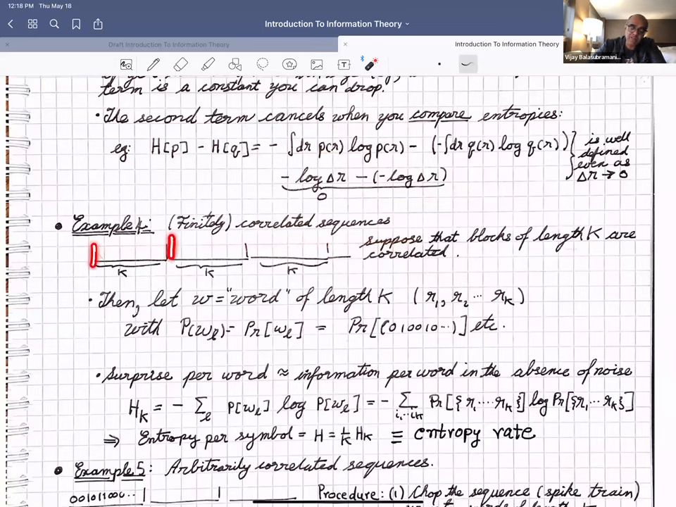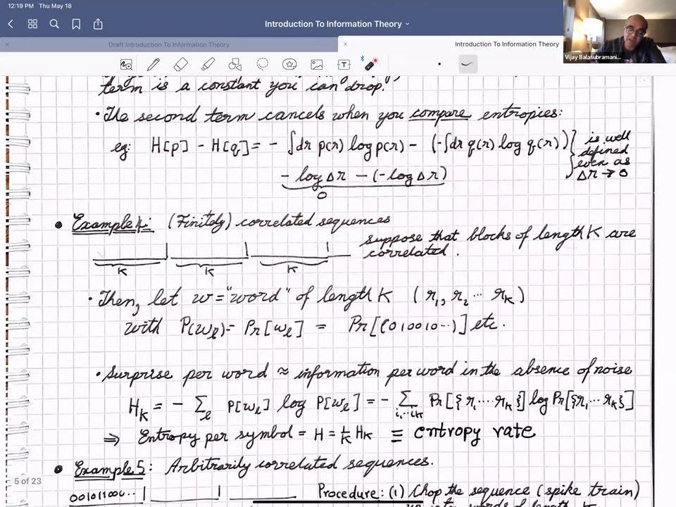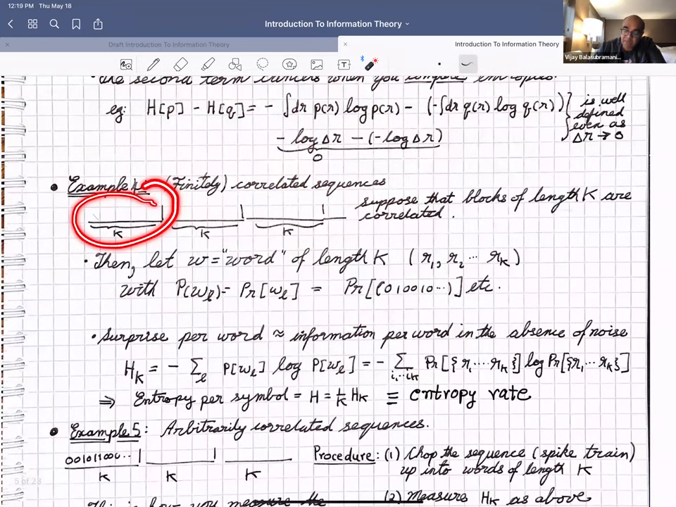So here's a word of length k, another word of length k, etc. And then instead of talking about the probability of the symbols, maybe the binary symbols, let's say, that make up the word, we might instead talk about the probability of the word as an object in and of itself. So then what we could do is work out the surprise per word, because I know this is a correlated block. So you work out the surprise per word, or in other words, the information per word in the absence of noise.